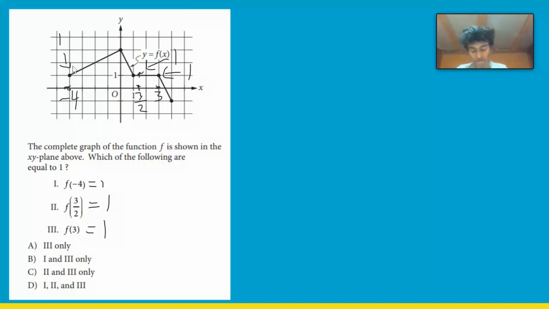All right, so we just look on the graph for our x-coordinates because our x-coordinates are our inputs, and then we input that into a function and we get an output, which is our y-coordinate. So which of the following are equal to 1? We see that all three of them are equal to 1. So our answer is choice D.